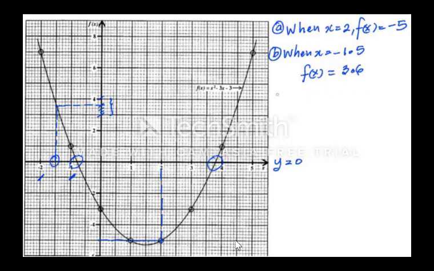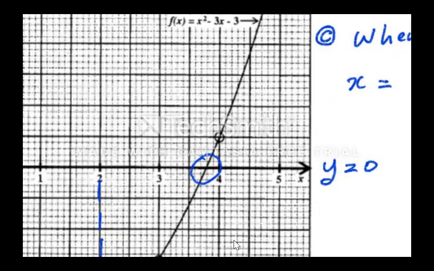So to answer, I'm going to say C. When f of x is equal to 0, x is equal to, so let's figure it out. Let's enlarge it so we can see it a little better. At least I can see it.